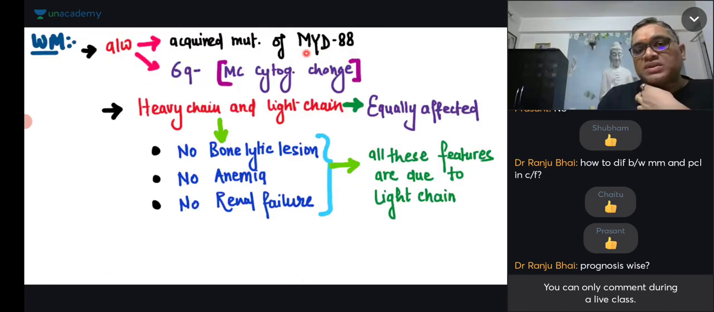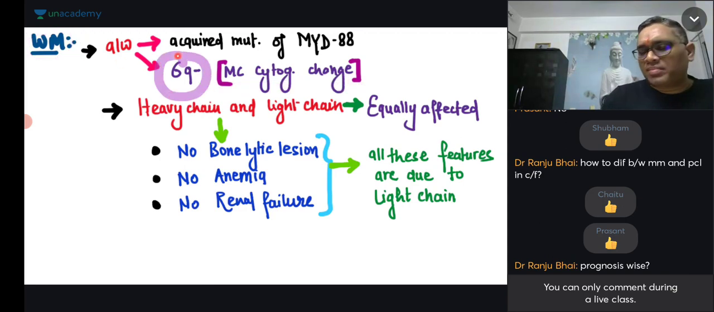This was a previous year JIPMER question. They are associated with the MYD88 gene mutation. So remember, MYD88 mutation is an acquired mutation, seen in Waldenstrom's macroglobulinemia. That was the question, and remember, this can be a future question. What is the most common cytogenetic change? The most common cytogenetic change is 6q, long arm deletion. So they are associated with MYD88, and the most common cytogenetic change is the 6q deletion.